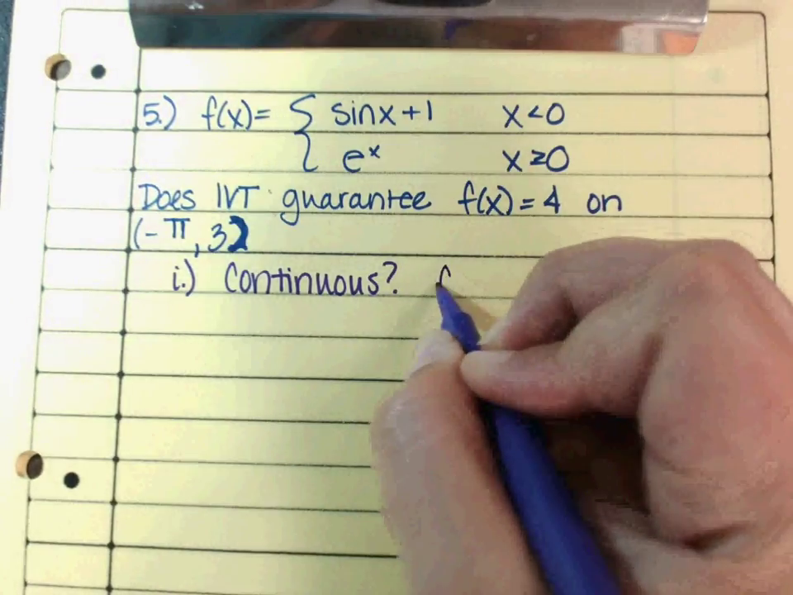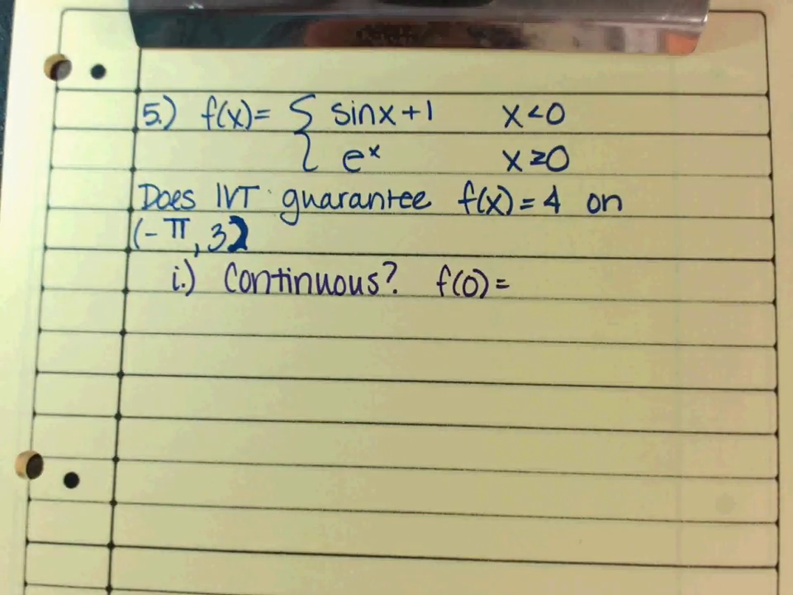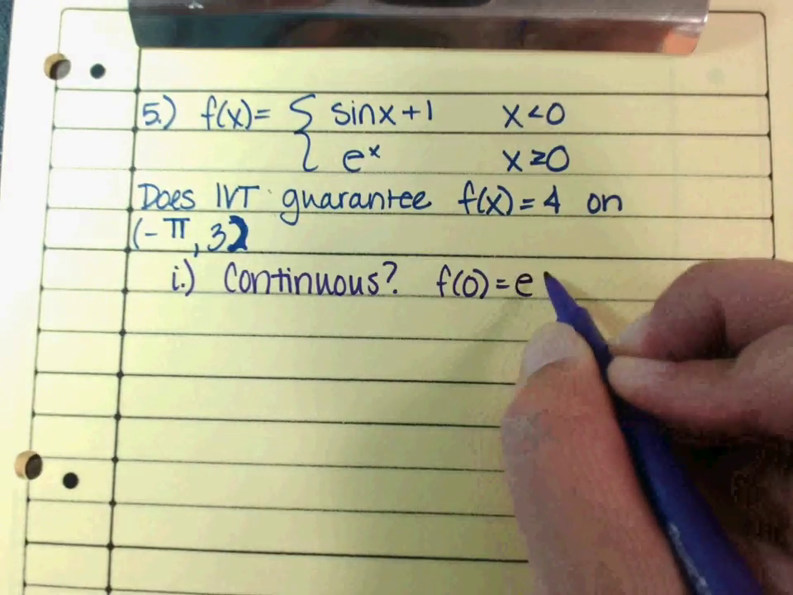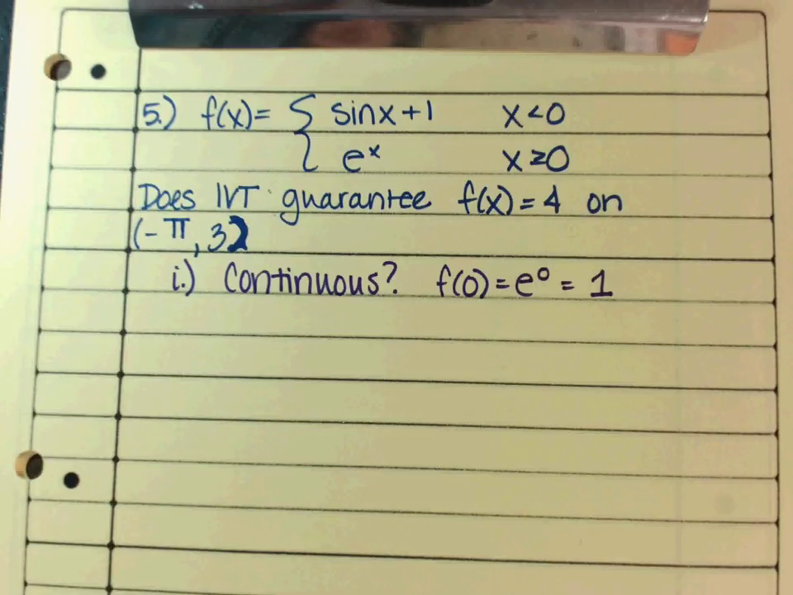F of 0, because that's my break point. Okay, so where do I plug in, top or bottom? Where does it include 0? Equal to is down here, so I'm going to do e to the 0. What's that? 1.